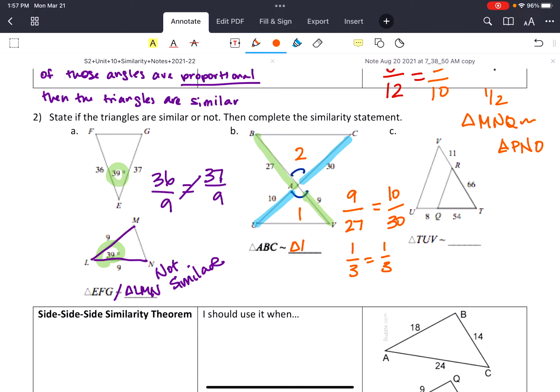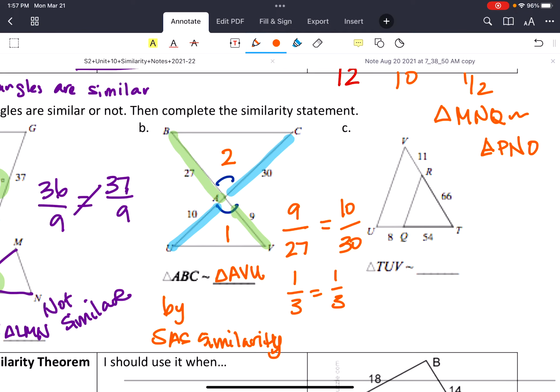So A matches with A. Then B was our green, it matched with V, and C matched with U. So we actually have that. That one is by angle side, oh, nope, I'm thinking back to congruence. Side, angle, side similarity.